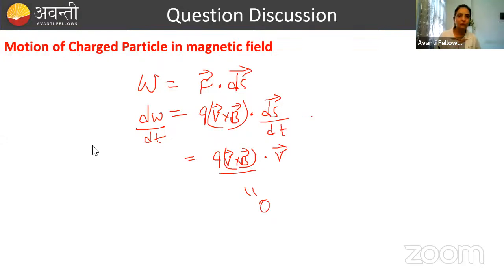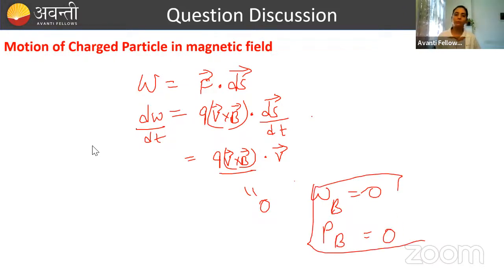It means magnetic force is not doing any work. So work done by magnetic force is going to be what? 0. Power delivered by magnetic force is going to be what? 0. So these are the things you need to remember while solving questions. Okay. So today's question is totally centered around this, and this is a huge topic actually. If you go into previous year questions, you will encounter lots of questions from this portion.